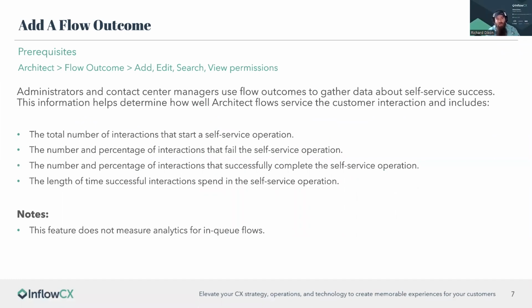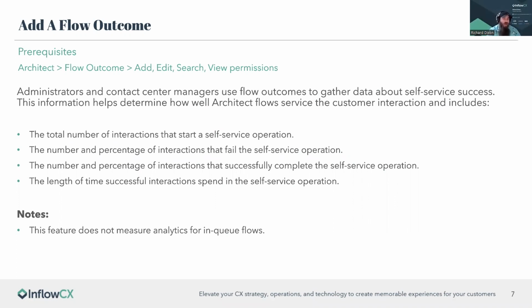This is used by administrators or contact center managers to use flow outcomes to gather data about self-service success. This allows me to view what somebody chooses when they're going through a menu or making a choice, since we prefer making a choice versus a menu. It makes things a little easier as far as tracking goes and visualization with a flow. This information helps to determine how well the Architect flow serves the customer interaction.